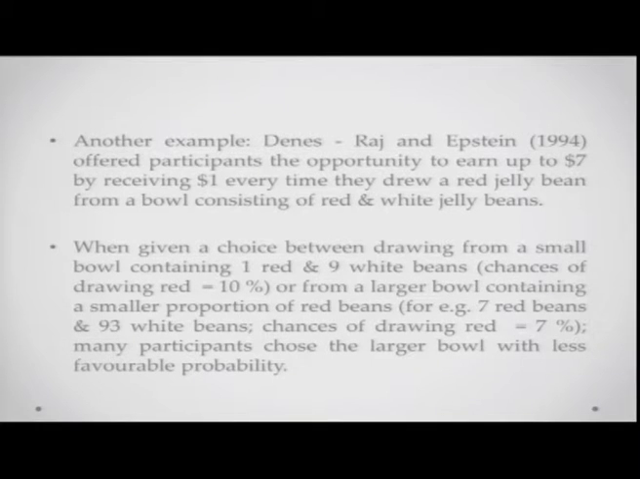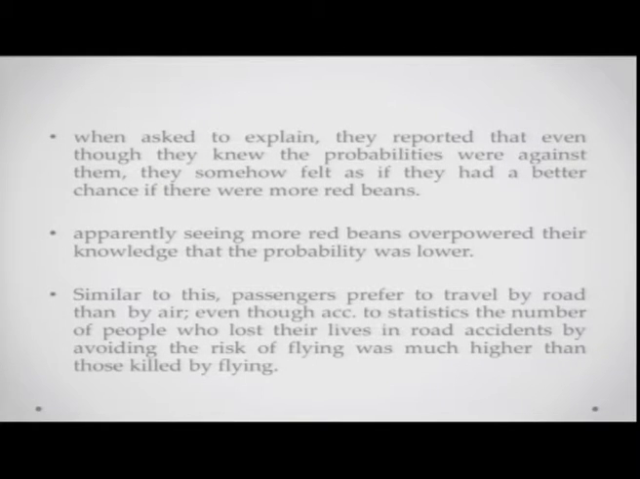A lot of participants, when asked to explain, reported that even though they knew the probabilities were against them when they took the larger bowl, they somehow felt as if they had a better chance if there were more red beans. Something is overpowering their basic rational judgment. So, this is interesting.